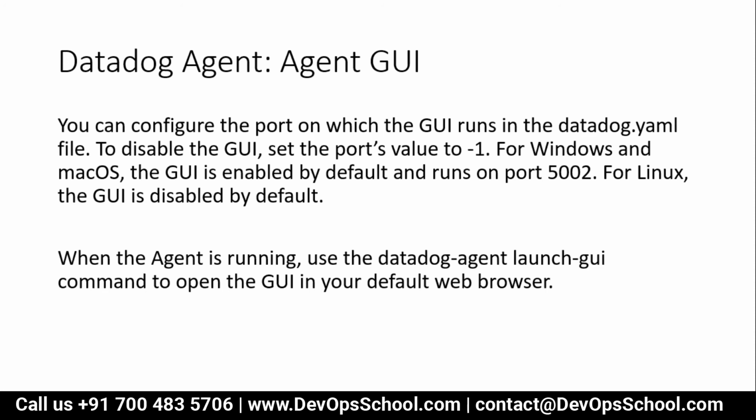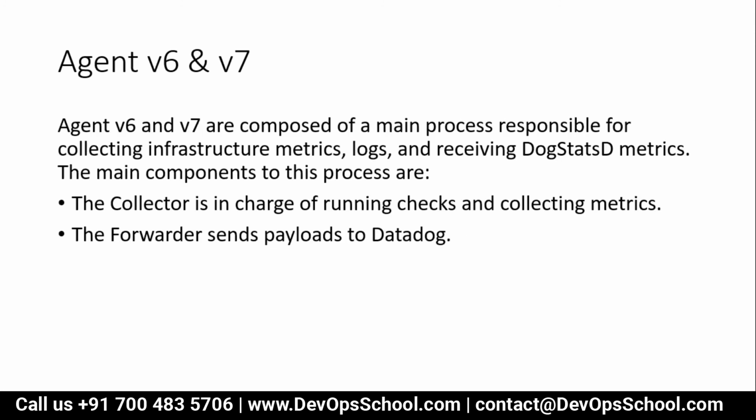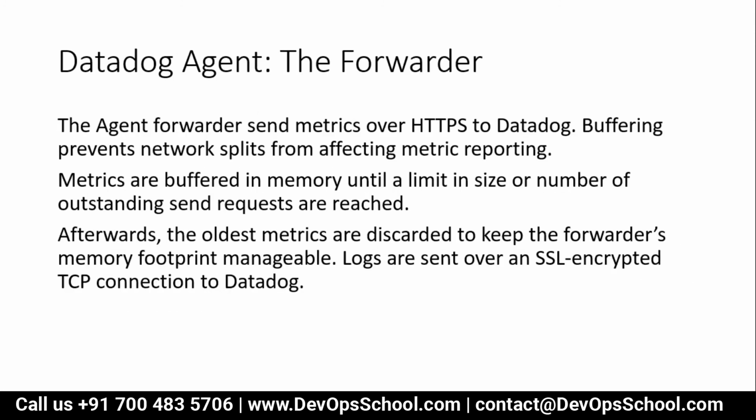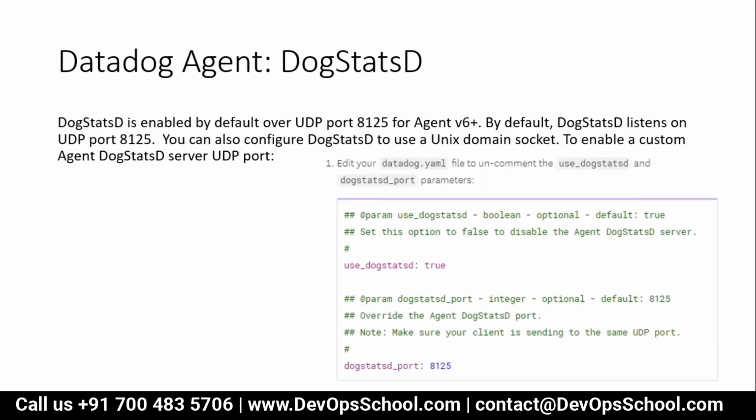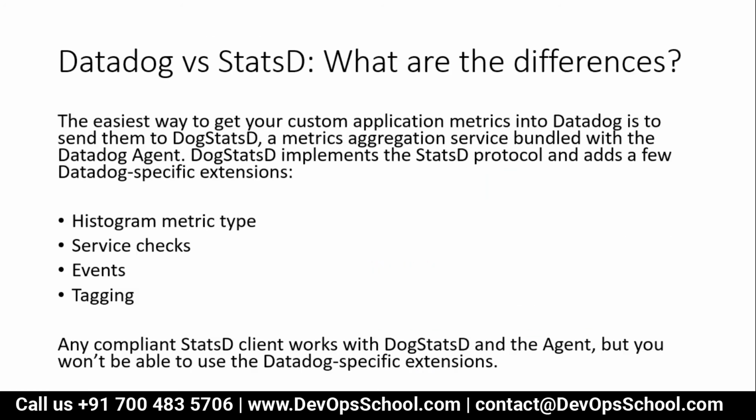Yeah, Raj, when you say that the agent is comprised of DogStatsD, collector, and forwarder, what does it do? The collector is doing the collection and it is forwarding to the forwarder. So is the collector taking the help of DogStatsD to collect the data, or is the forwarder taking the help of StatsD to forward those metrics to Datadog SaaS? I got confused there.